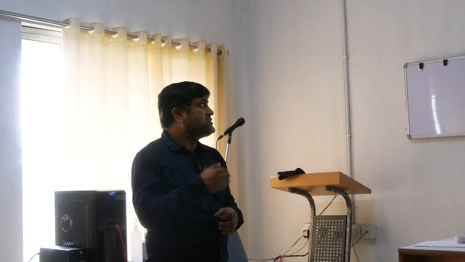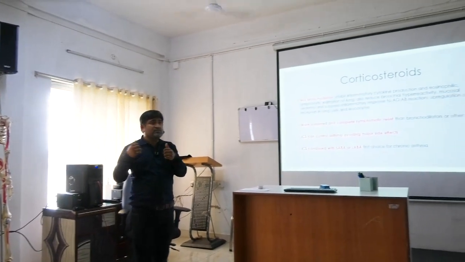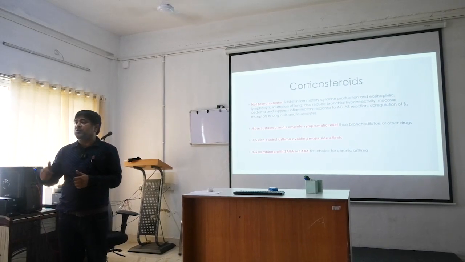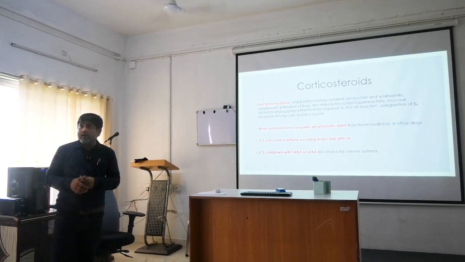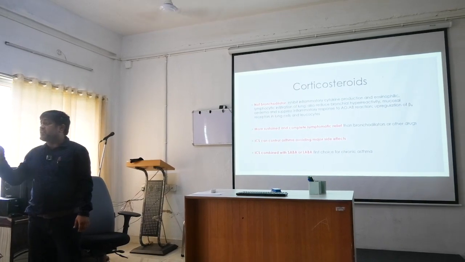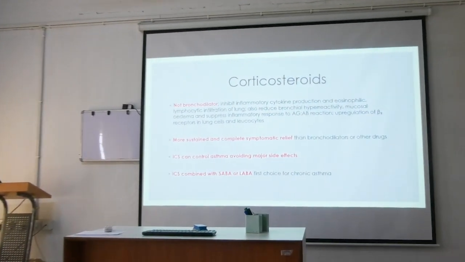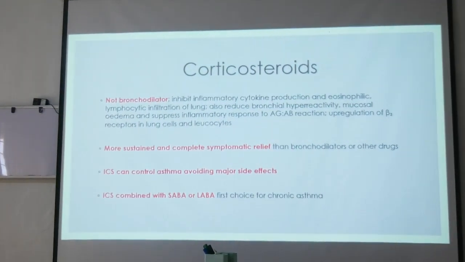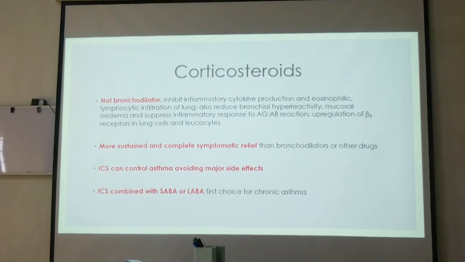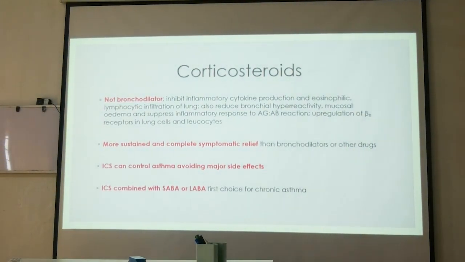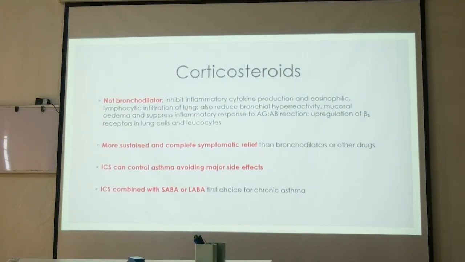Among the corticosteroids, inhalational corticosteroid is the first one to be used in a patient of bronchial asthma. Inhalation of corticosteroid can control asthma, avoiding major side effects related to systemic corticosteroids. ICS, that is inhalational corticosteroid, combined with short acting or long acting beta 2 agonists is the first choice in chronic asthma patients.